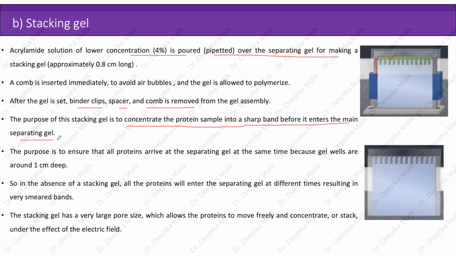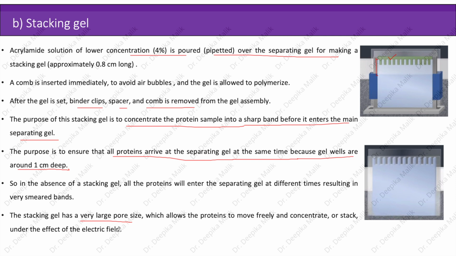main separating gel. The purpose is to ensure that all proteins arrive at the separating gel at the same time because gel wells are around 1 cm deep. So in the absence of stacking gel, all the proteins will enter the separating gel at different times, resulting in very smeared bands. The stacking gel has a very large pore size which allows the protein to move freely and concentrate or stack under the effect of the electric field.